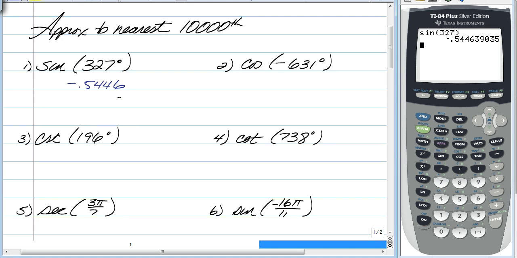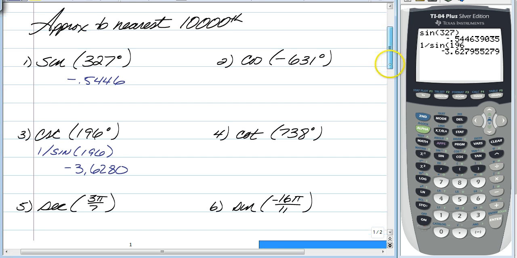Cosecant, remember, cosecant is the reciprocal of sine. So for this one, you're going to want to type 1 divided by sine of 196. So back to your calculator, 1 divided by the sine of 196 is going to give you negative 3.6280, because it does say round to the nearest 10,000th.